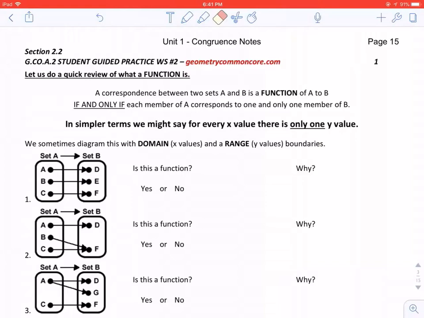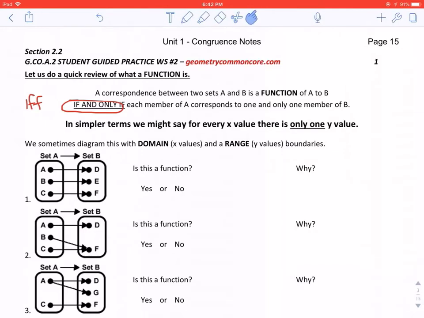Okay. Let's do some notes here. Quick review of what a function is. It's a correspondence between two sets A and B. It is a function of A to B if and only if each member of A corresponds to one and only one member of B. Just want to remind you, the abbreviation for if and only if is iff. In simpler terms, we might say that for every x value, there is only one y value.